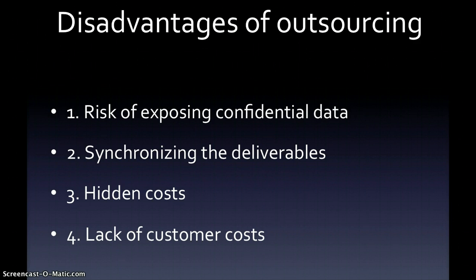Number two is synchronizing the deliverables. In case you do not choose the right partner for outsourcing, some of the common problem areas include stretched delivery time frames, substandard quality output, and inappropriate categorization of responsibilities. At times, it's easier to regulate these factors inside an organization rather than with an outsourced partner.